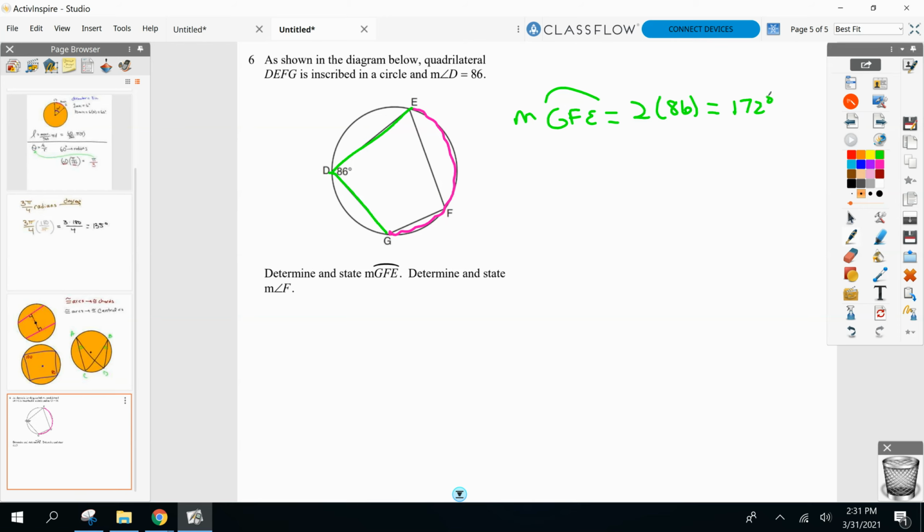And then finally, angle F. This was good timing bringing this question up, because this was the theorem I just started talking about. I have a quadrilateral inscribed in a circle. Opposite angles are supplementary. D and F are a pair of opposite angles in that quadrilateral, so they are supplementary. So 180 minus 86 will give me angle F, 94. That theorem is being applied right here in this problem.